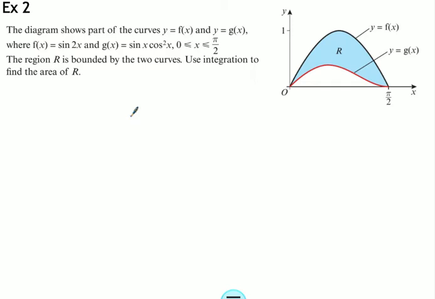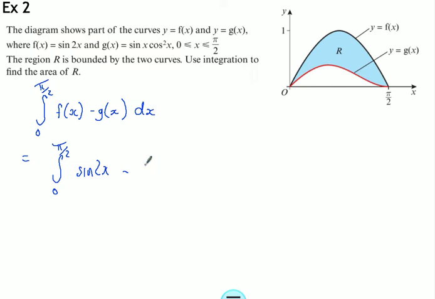Okay, so this one is where we are finding the area between two functions, between two curves. So this is going to be the integral between pi over 2 and 0 of f of x subtract g of x with respect to x. Okay, so let's put those in. So f of x is sine 2x subtract sine x cos squared x with respect to x.